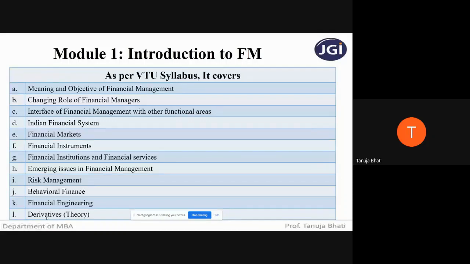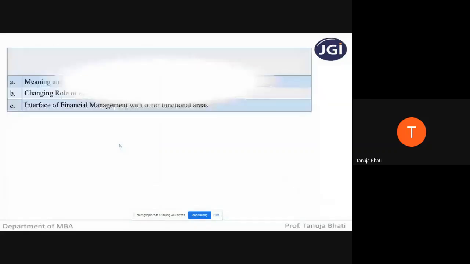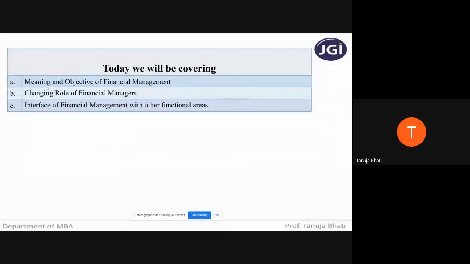Students, let me tell you that module number 1 is a complete theory module. You do not have any problems in this module since it is just an introduction, just a basic start towards financial management. So the entire module is completely theory. In today's session, let us see what we will be covering. Today we will be covering the meaning and objective of financial management, the changing role of financial managers, and interface of financial management with other functional areas.